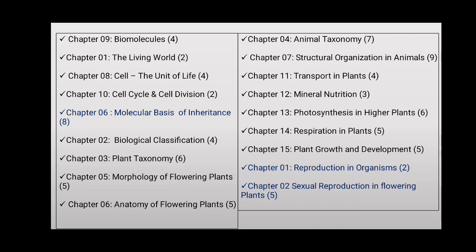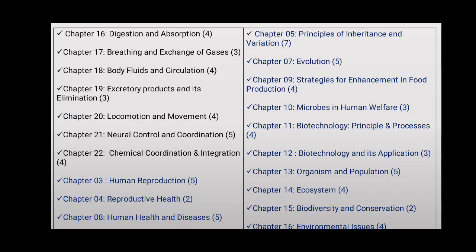Then we will start the physiology part. Plant physiology covers mineral nutrition, photosynthesis, respiration, plant growth and development, the reproductive system of the plant, and some unicellular organisms. After all these things we will move toward animal physiology: digestion, absorption, breathing and exchange of gases, body fluids and circulation, excretory products and elimination, locomotion and movement, neural control and coordination, chemical coordination and integration, and the reproductive system. All of these we are going to study in the physiology part.